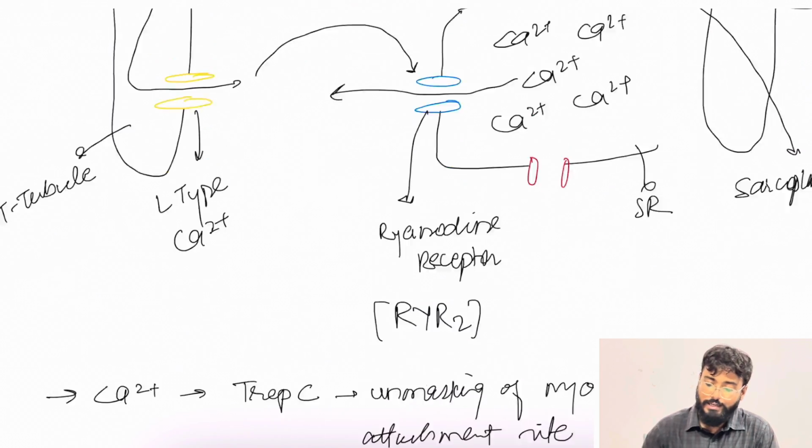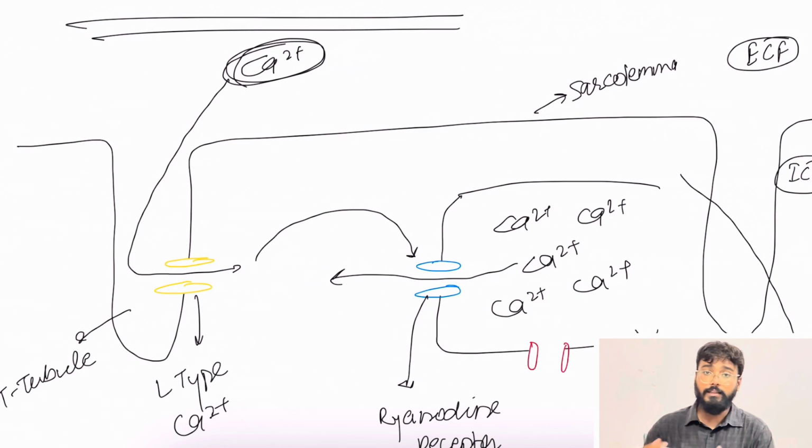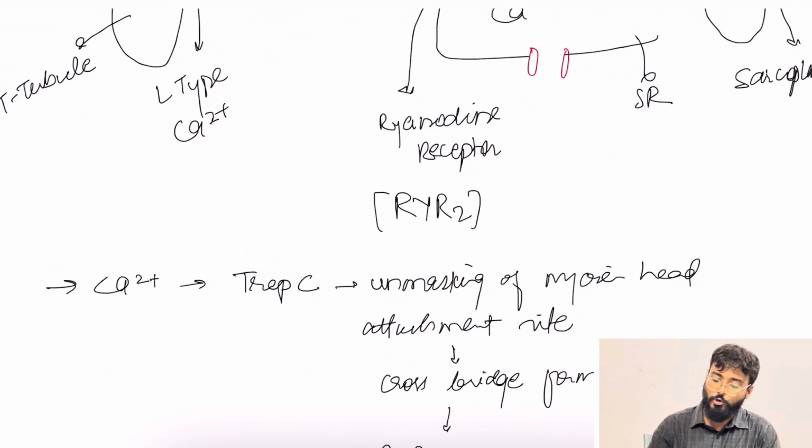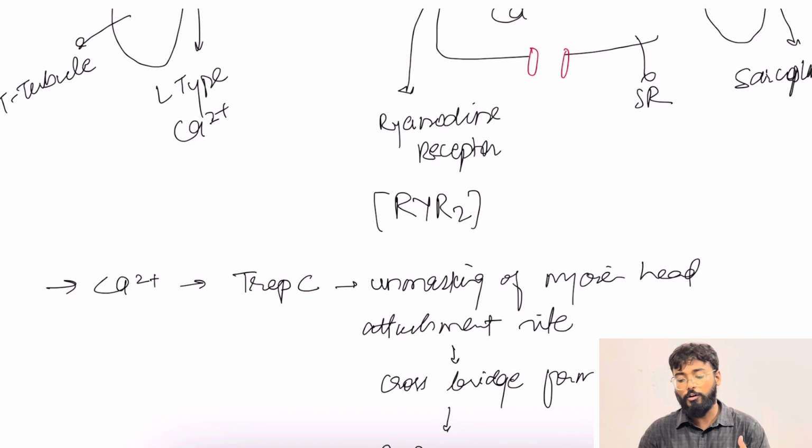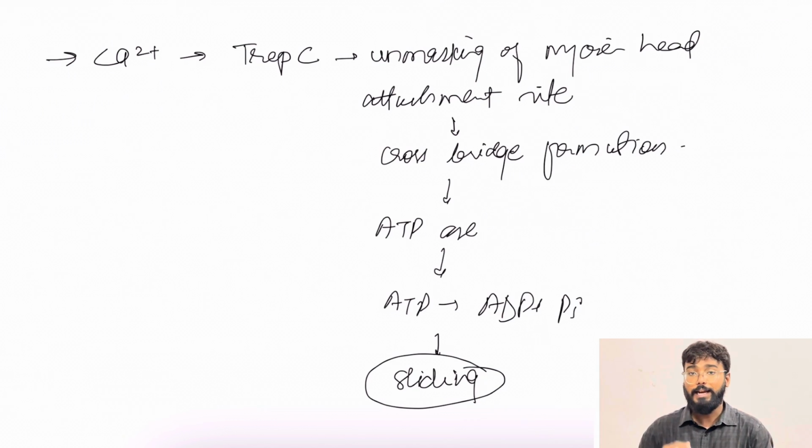So this is called calcium induced calcium release, where the calcium that is present in the extracellular compartment comes inside the intracellular compartment during the action potential, which further stimulates the ryanodine receptors. There is a release of stored calcium from the sarcoplasmic reticulum, and this in turn goes and binds to your troponin C, which causes unmasking of the myosin head attachment site, and further there is formation of cross bridge, and with the help of ATPase, ATP is broken down, energy is released, and there is sliding of filaments, which in turn causes the contraction.